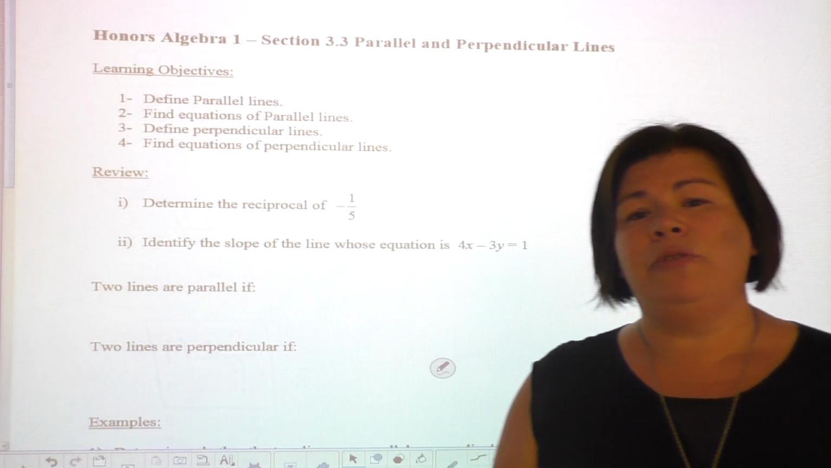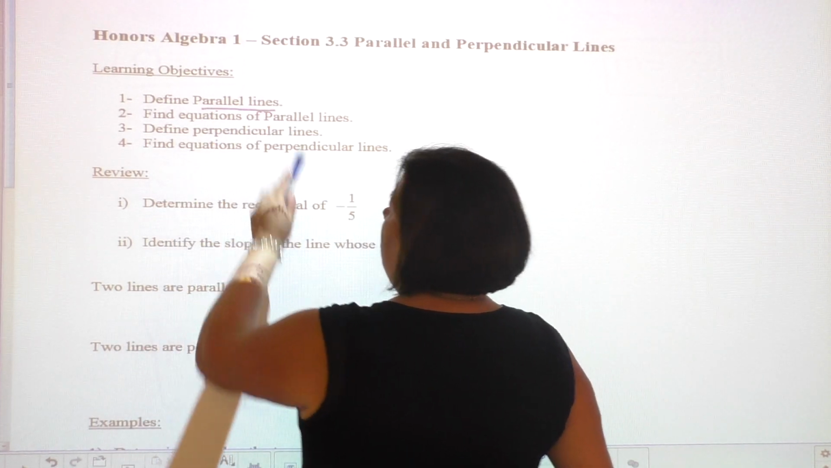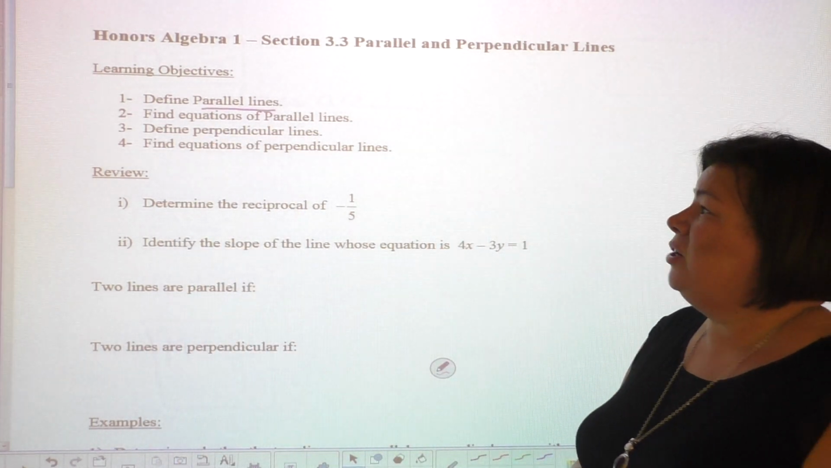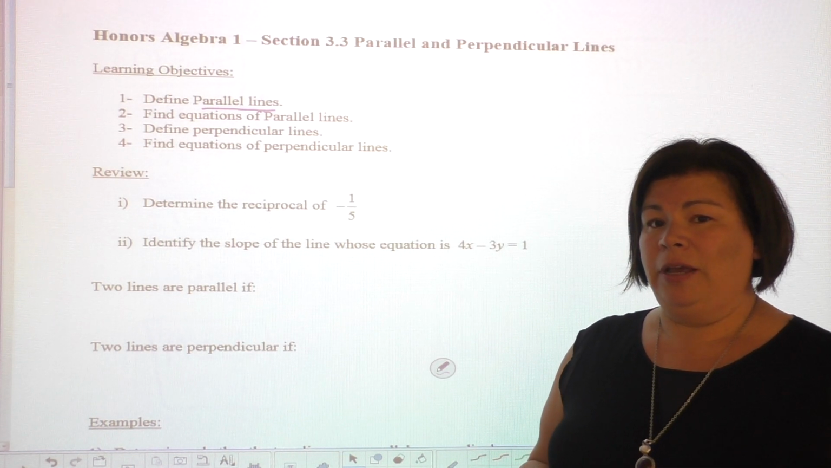This is 3.3. We're talking about parallel and perpendicular lines. We're going to be defining parallel lines, perpendicular lines, and actually finding the equation of them and determining if the lines are either parallel, perpendicular, or neither.